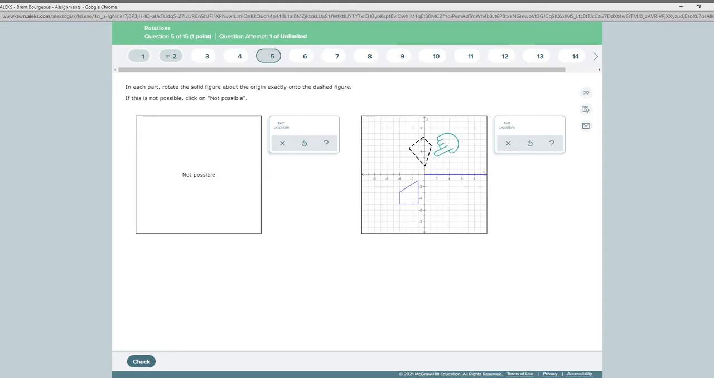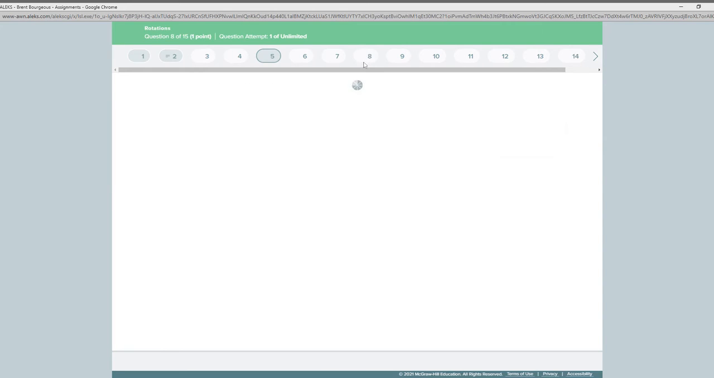On this one, however, when we take our rotation, we take that figure and rotate it all the way around. We could have gone backwards in that case, but if you notice how it matches up perfectly, that's how you would answer that question. Let's try another one.